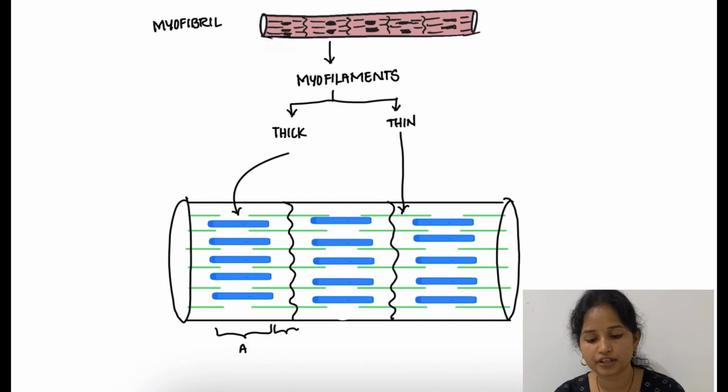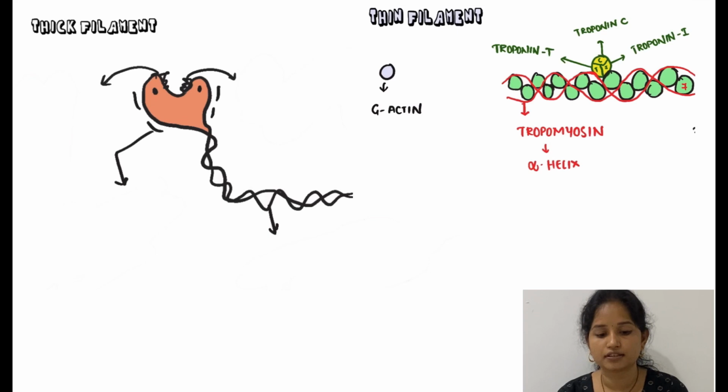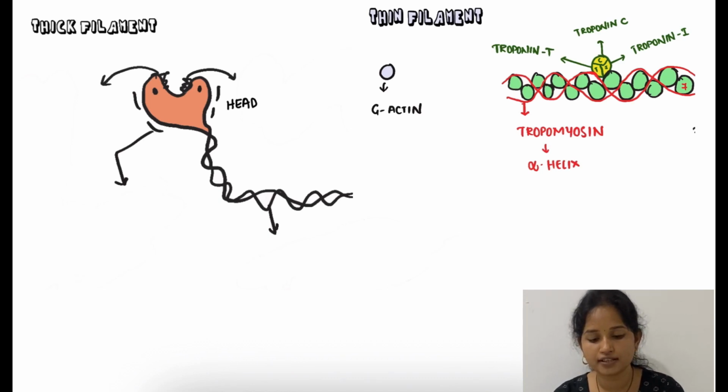So for a sarcomere to be formed, you can see half of an I band, a complete A band, and half of an I band are involved. So this forms a sarcomere. Between the two Z discs, you will see a sarcomere. Now what are thick and thin filaments? In the next slide you can see the thick filament. The thick filament is myosin.